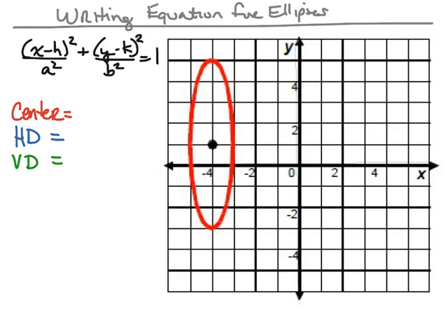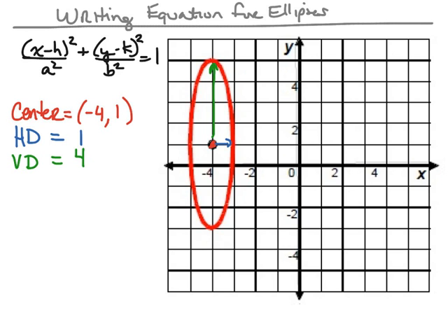Okay, next example. First thing we're going to need to do is find the center of this ellipse, and the center is located right here, and that is the ordered pair -4, 1. Now we're going to find our horizontal distance, the distance from the center to the edge of the ellipse, and that's a distance of 1 unit. Now we're going to find the vertical distance, that's the distance from the center up to the top here, and that's a distance of 1, 2, 3, 4 units. Once I know these three things, I'm ready to write my equation.